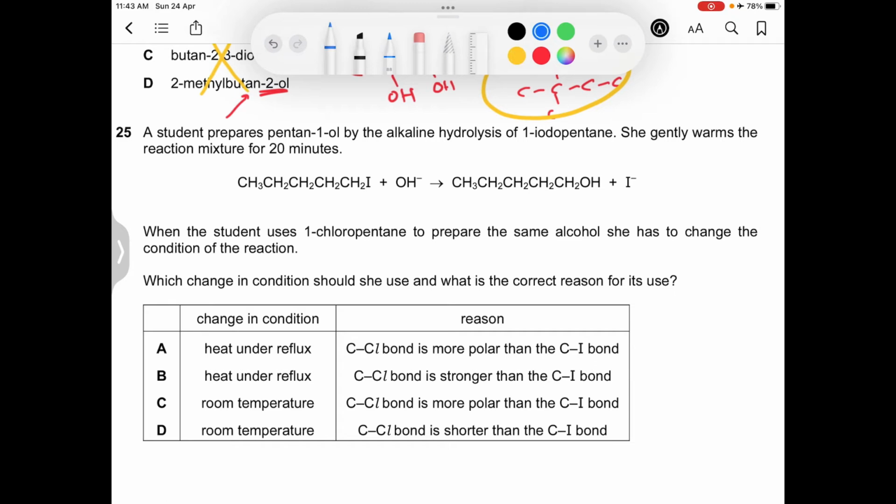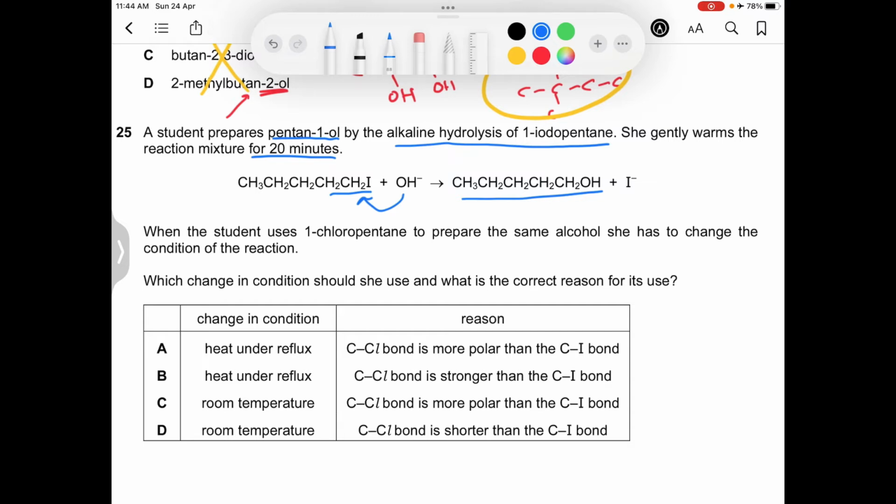25 says, a student prepares butanol, which is alcohol, by alkaline hydrolysis of iodopentane. She gently warms the reaction for 20 minutes. So, by the way, this reaction is substitution. Yeah, this is a nucleophilic substitution in here, as we can see. You have primary halogenoalkane, you add hydroxide ion with heating, and then you will get this product.